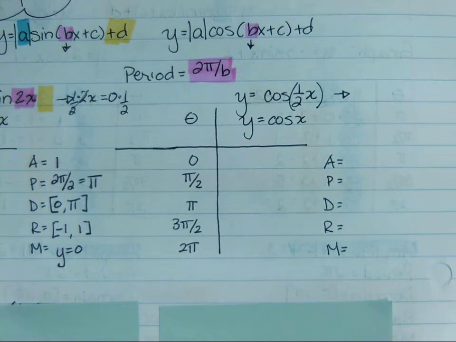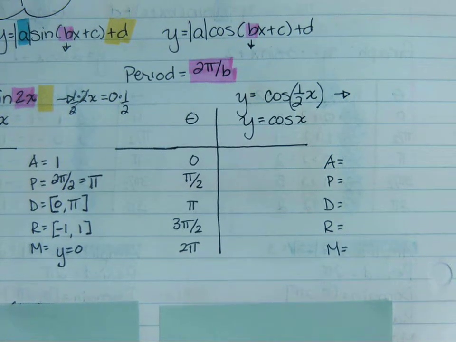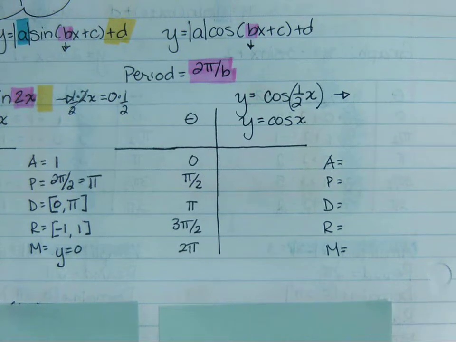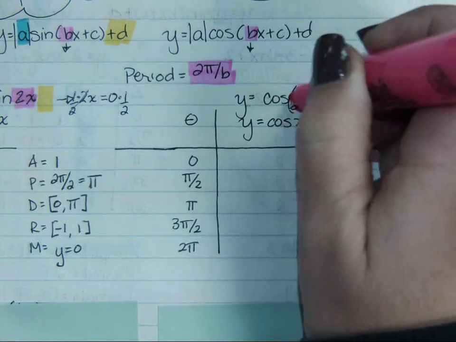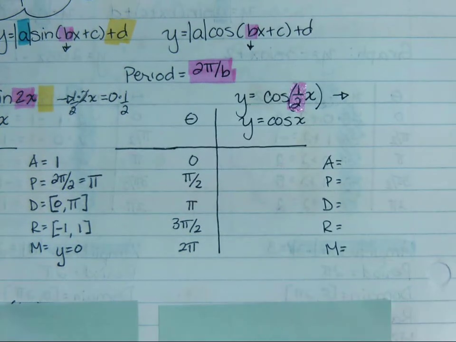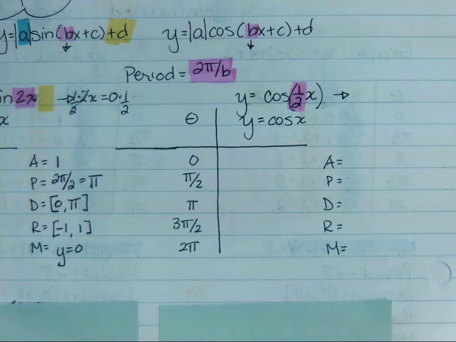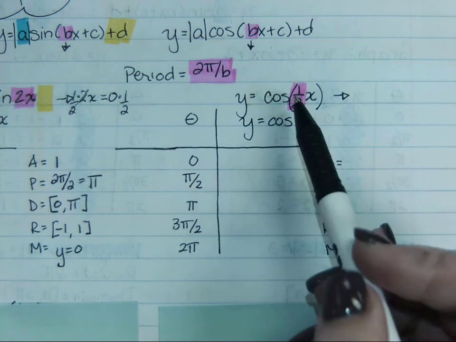Now another example of how we're going to change just the period of our sine and cosine functions is working with cosine. Again, I want you to recognize that this is the b value. Right? Now you're going to look at this to go through the same process.